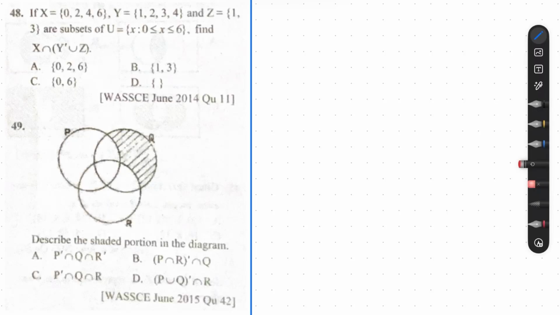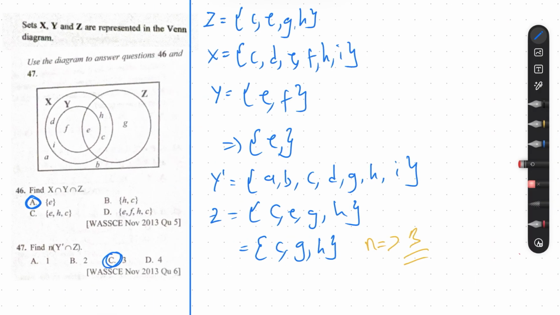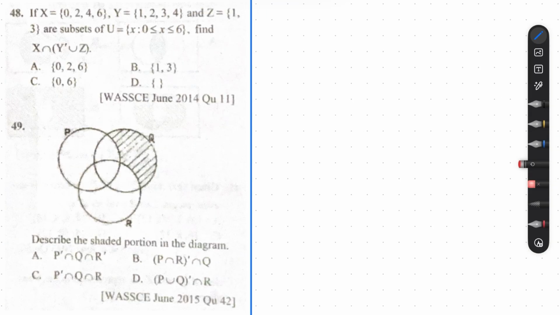Alright, welcome to another session in this series. In this session, we'll be starting from question number 48. In the previous session we ended on question number 47, so here we start with question number 48.